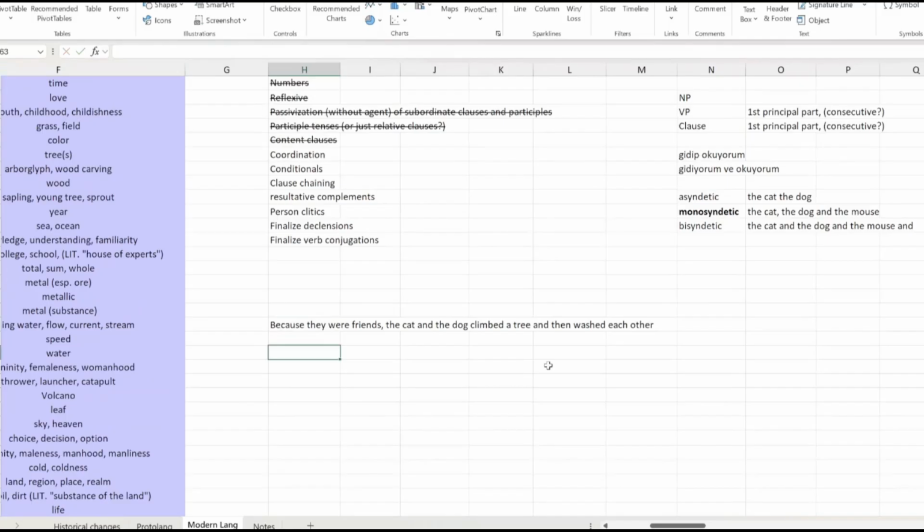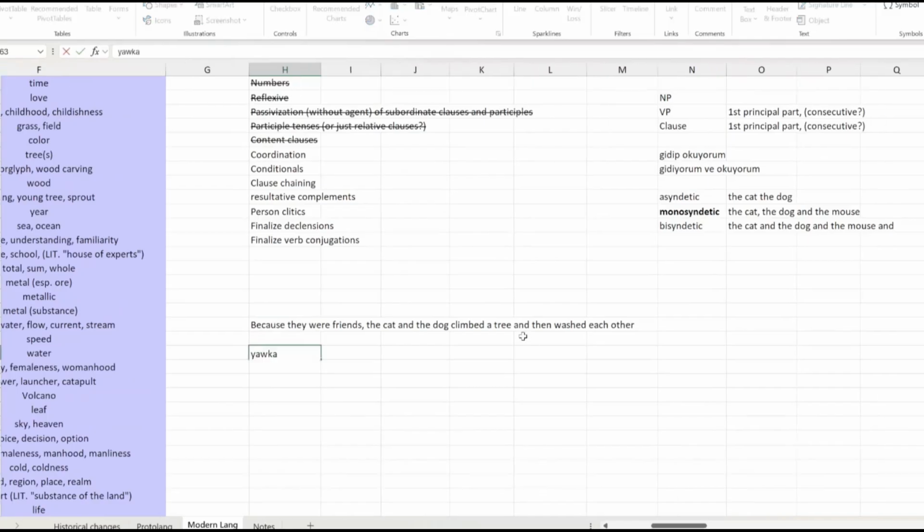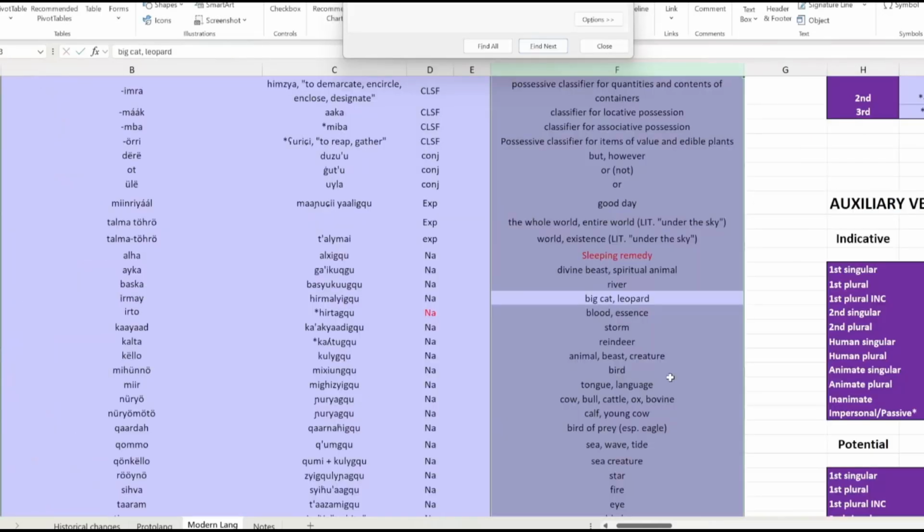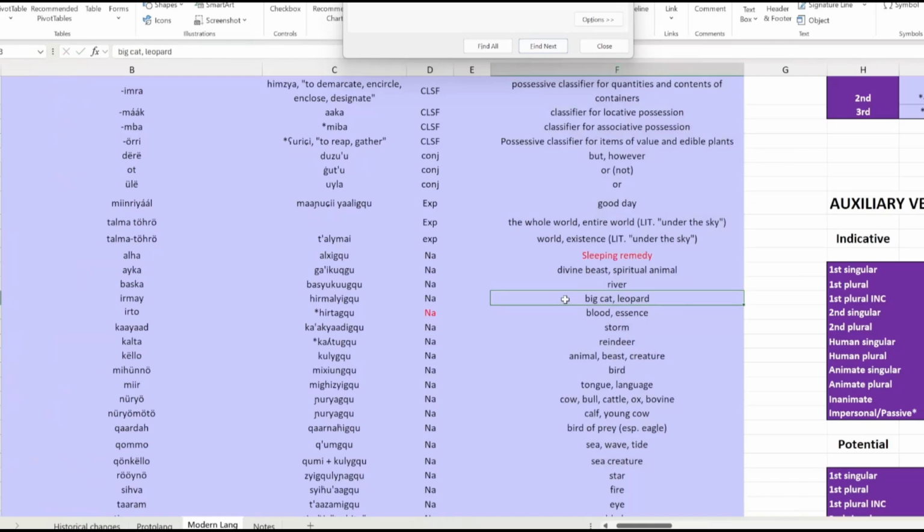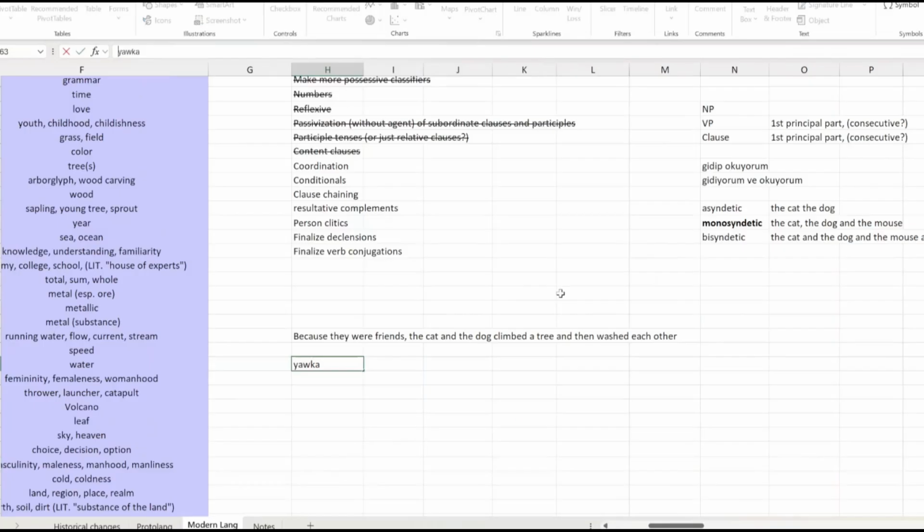Okay, so let's start with the cat and the dog. We just coined the word for dog, and I actually misremembered we don't have a word for cat, but we do have a word for big cat or leopard, which maybe can also be used just to mean like house cat, or they could be related in some way. Okay, let's just assume that the word irmai can also just mean cat, as opposed to specifically big cat.